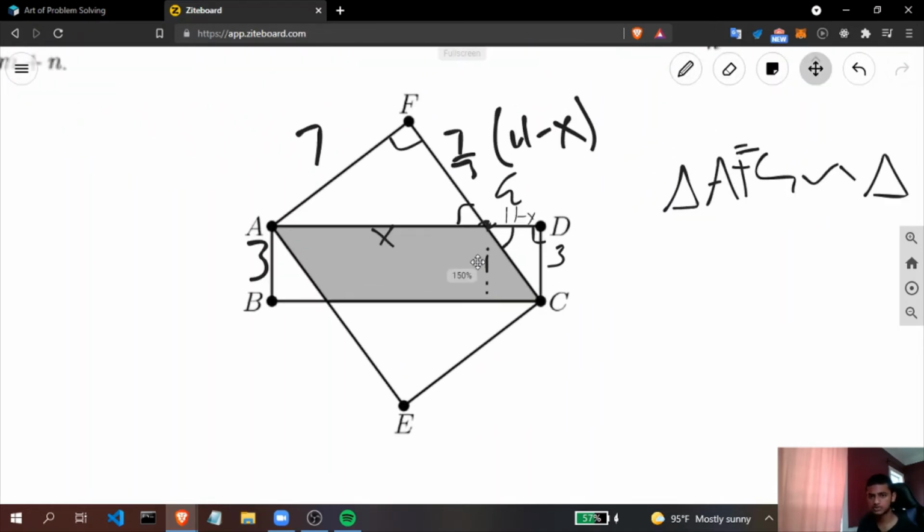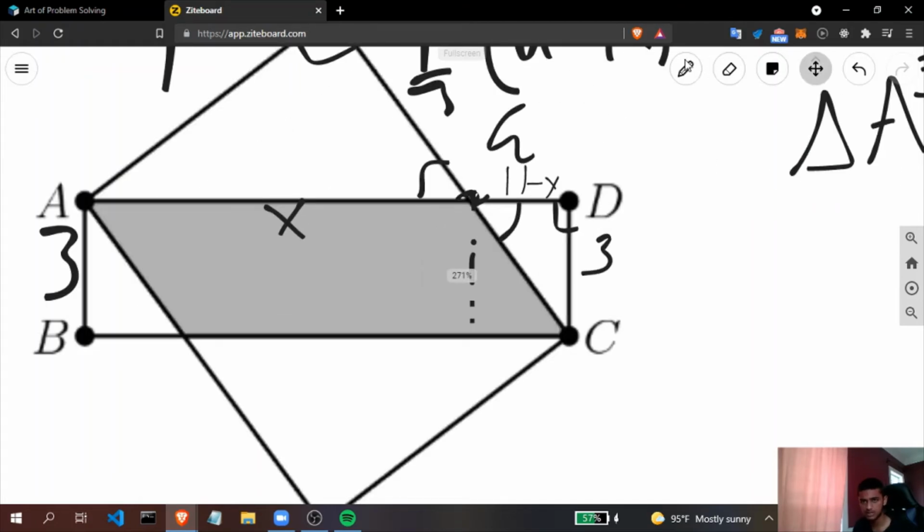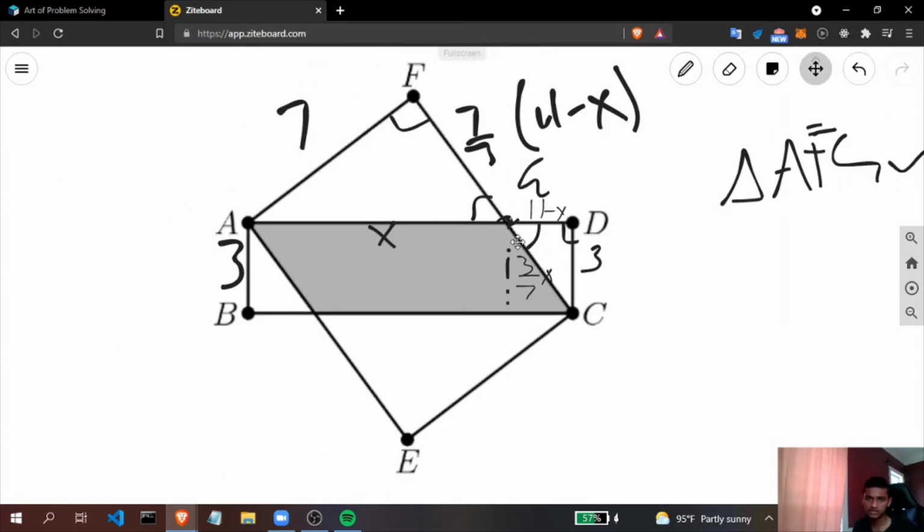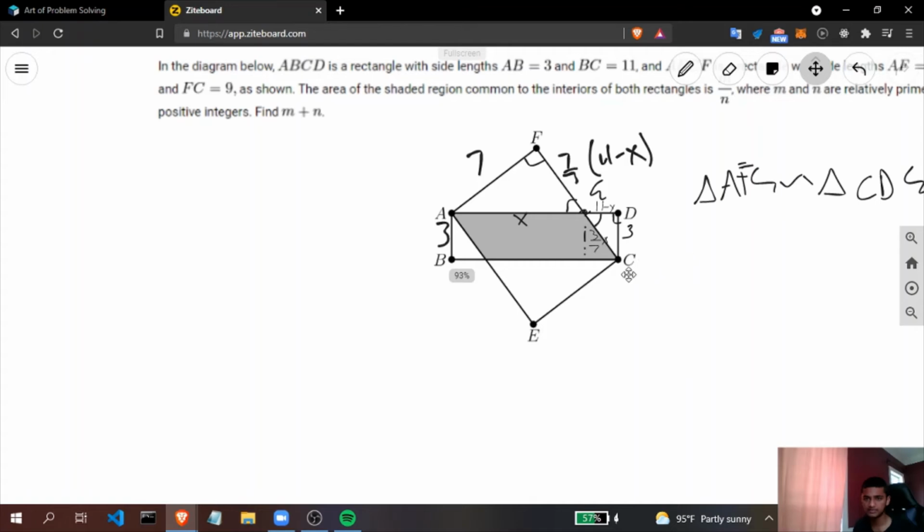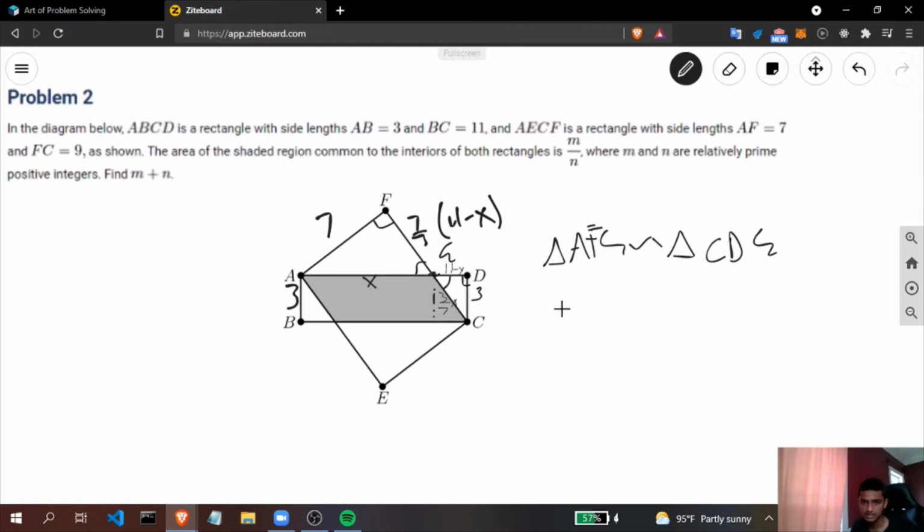We can do something similar to solve for GC, which is the hypotenuse of the smaller triangle. The value for that is going to be 3/7 x, because x is a common side over here, and the ratio of the small triangle to the big triangle is 3/7. Now since we have these two values, we can solve for x, because we know that FC is equal to 9. So 7/3 times 11 minus x plus 3/7 x is equal to 9.